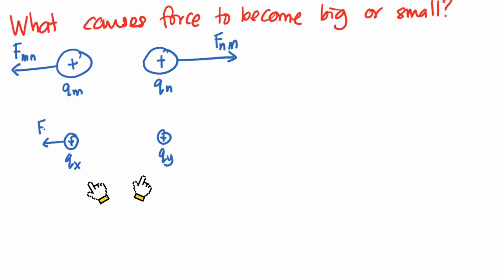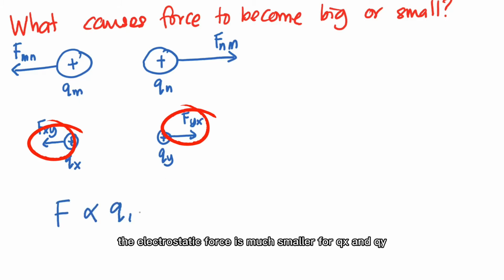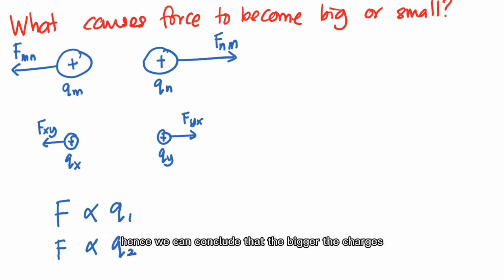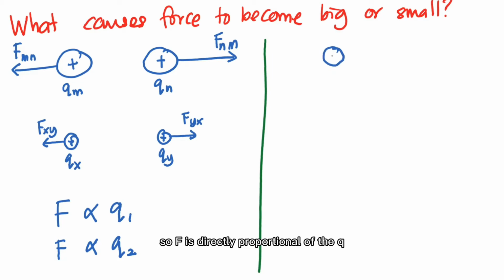The bottom case, charges Qx and Qy are smaller than Qm and Qn. The electrostatic force is much smaller for Qx and Qy. Hence, we can conclude that the bigger the charges, the bigger the force. So F is directly proportional to Q's.